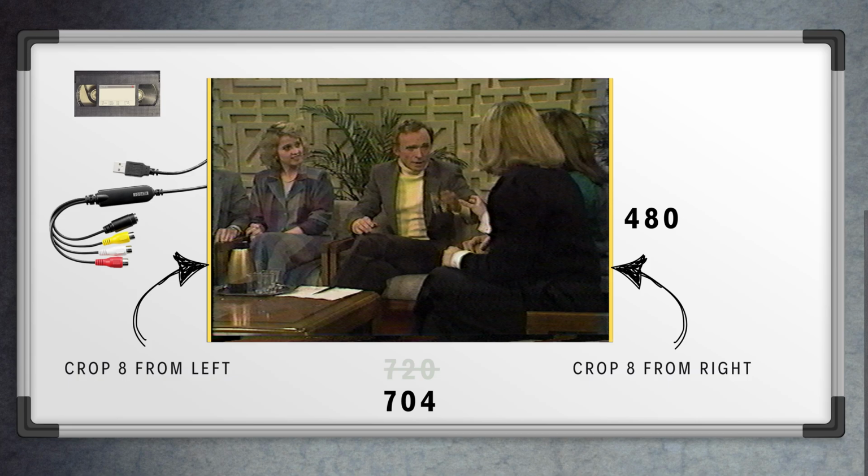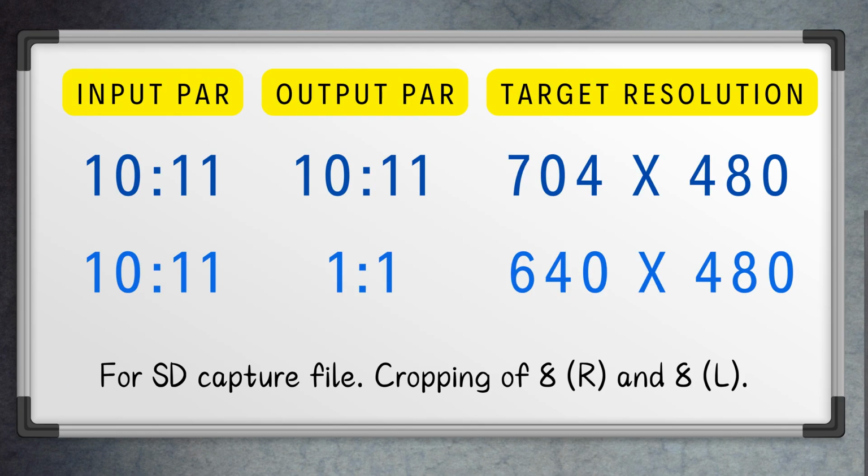And when you convert the output pixel aspect ratio to 1 by 1, the target resolution changes to 640 by 480. A video with a resolution of 704 by 480 with a pixel aspect ratio of 10 by 11 is the same as a video with a resolution of 640 by 480 and a pixel aspect ratio of 1 by 1. If they're equivalent, does it matter which settings you use?